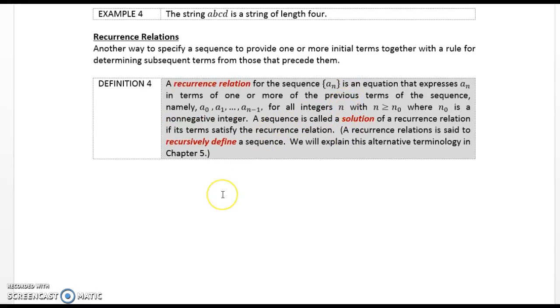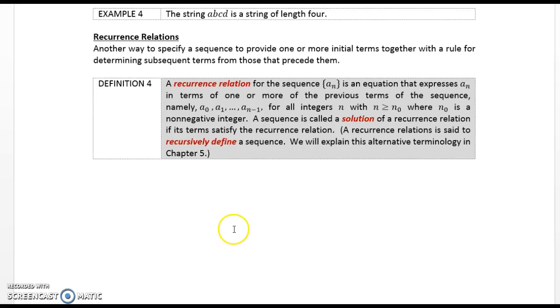Recurrence relations. Another way to specify a sequence is to provide one or more initial terms together with a rule for determining the subsequent terms from those that precede them. Recurrence relations are very important in computing because we generally describe complexity with recurrence relations, and we have recursive functions that are described with recurrence relations. So this is a very important section of our course here.